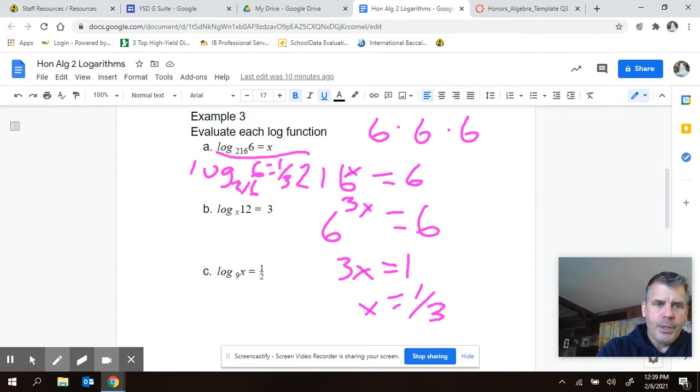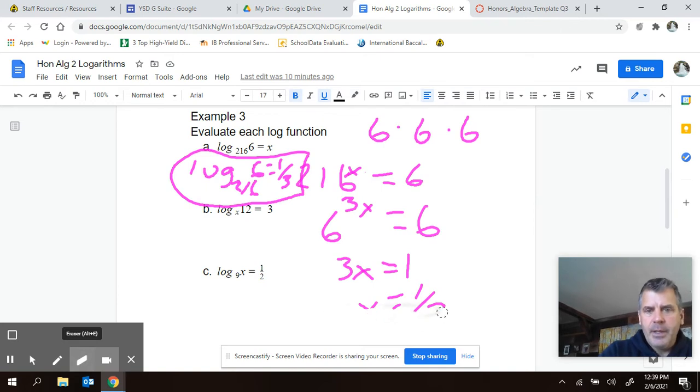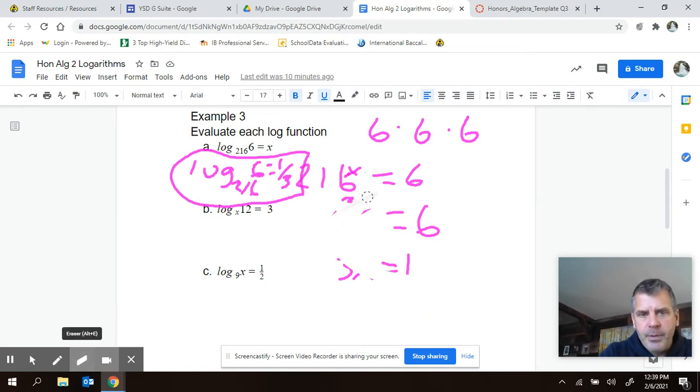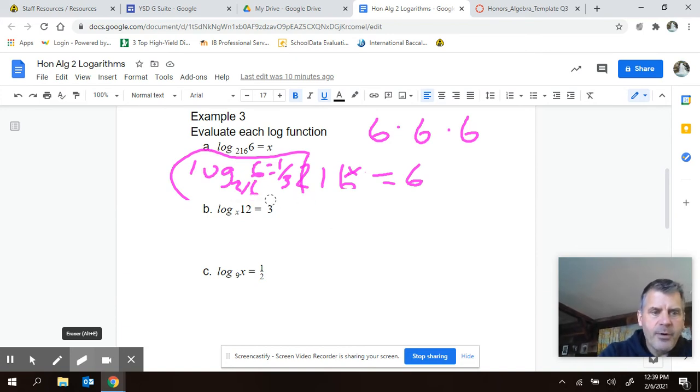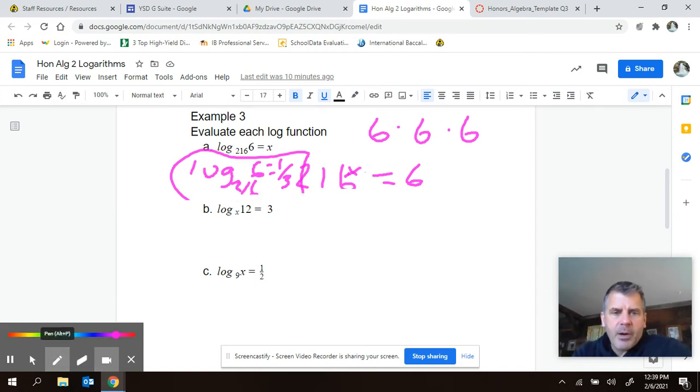Okay, so when they ask you to evaluate, they're really wanting, well, what's the value for x that makes this true? Let's clear some space and look at our next example. I would encourage you to pause the video at this point and rewrite b into its exponential form to see how you might go about solving it.